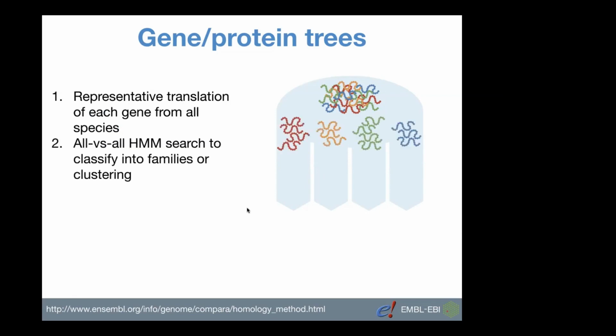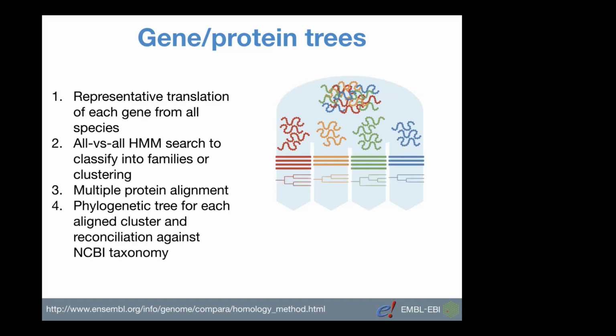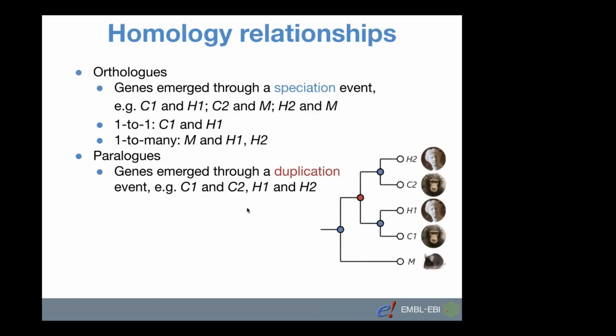And then we perform all versus all model search to classify these representative translations into families or clusters. We then calculate a multi-protein alignment for those clusters, and from the alignment we calculate phylogenetic trees for each cluster, and we also perform reconciliation against NCBI taxonomy. And finally, we infer homologies from trees, so we would infer orthologs and paralogs, and we have a similar pipeline for non-coding RNA trees.